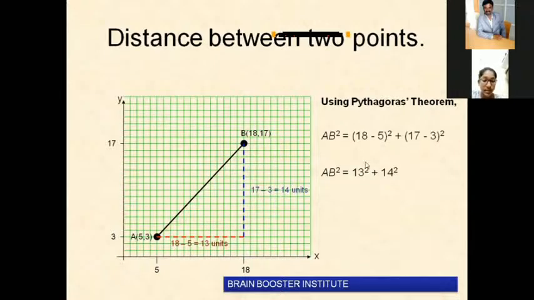Now, how did we get 13 square and 14 square here? 13 is nothing but (18 minus 5) whole square, and 14 is nothing but (17 minus 3) whole square. Got the point? Now, what is the final answer? By taking the square to the other side, AB is equal to the square root of 13 square plus 14 square. Is it fine?